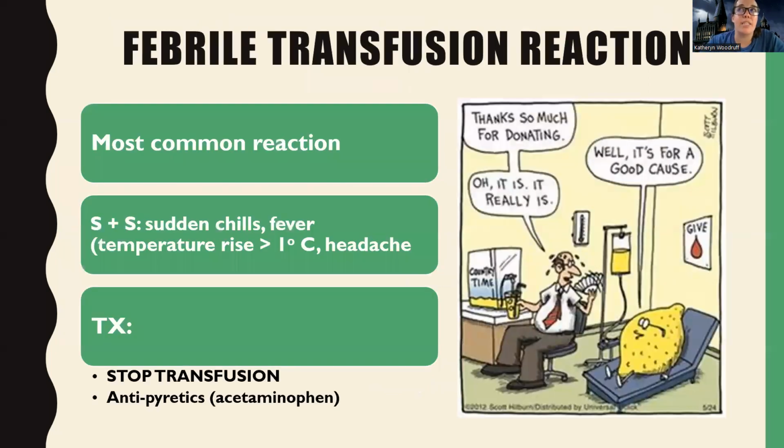So there's a lot of different types of blood transfusion reactions. So start trying to figure out what's different about these, or how you're going to see that this is what your patient is experiencing. So a febrile reaction is the most common. What happens with this type of reaction is there's sudden chills, fever, and the temperature rises greater than 1 degree Celsius. They may have a headache. And for these patients, we want to stop it and then give an antipyretic like acetaminophen.